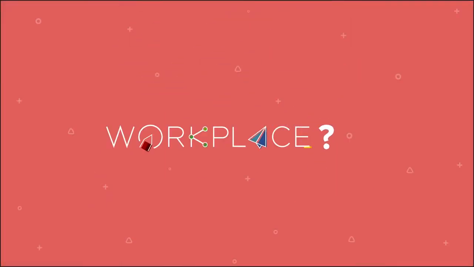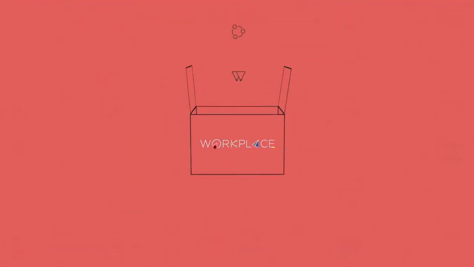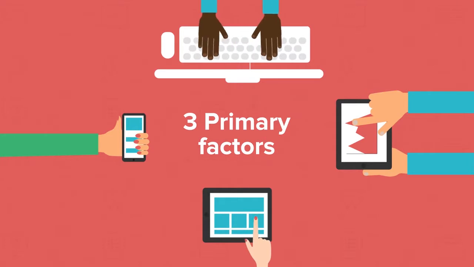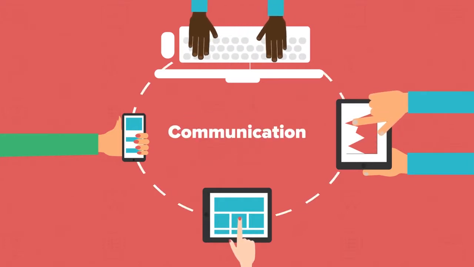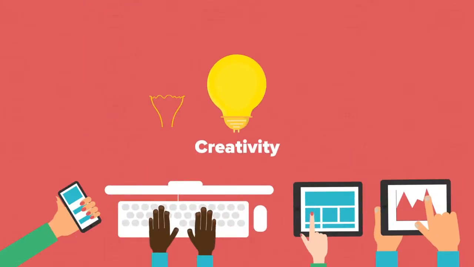And now, before we get into the story, let's start with the obvious question. What is Workplace? Zoho Workplace is a bundle of 9 different productivity applications. The apps are built to enhance the 3 primary factors that determine an organization's productivity: communication, collaboration, and creativity.